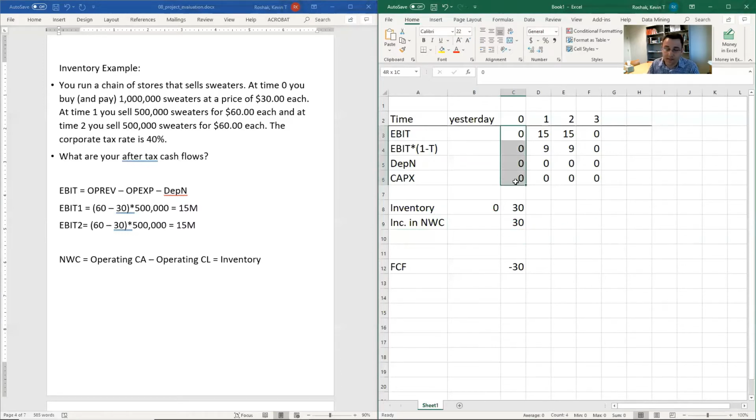Nothing else happened. We couldn't sell anything right away at time 0. So the only cash flow effect was that purchase of the sweaters. That's all we did at time 0.